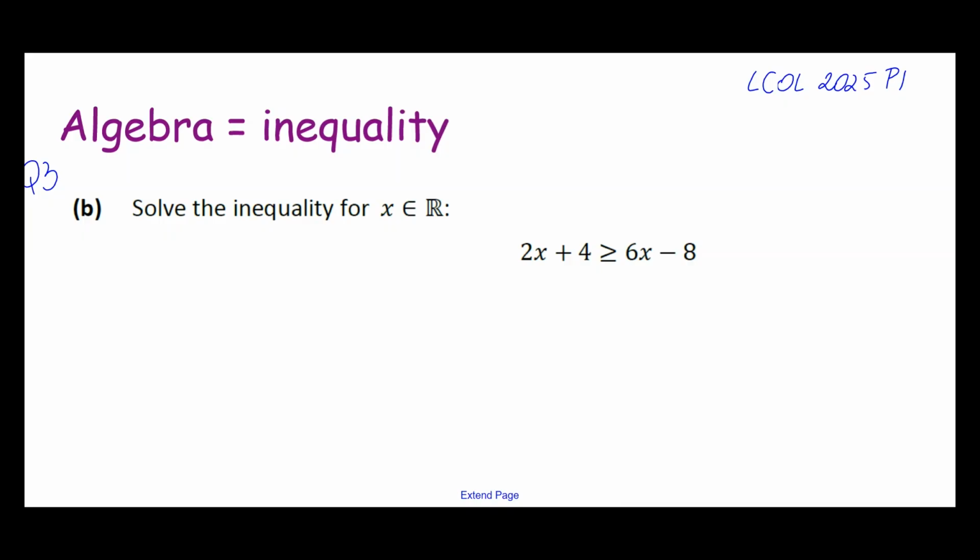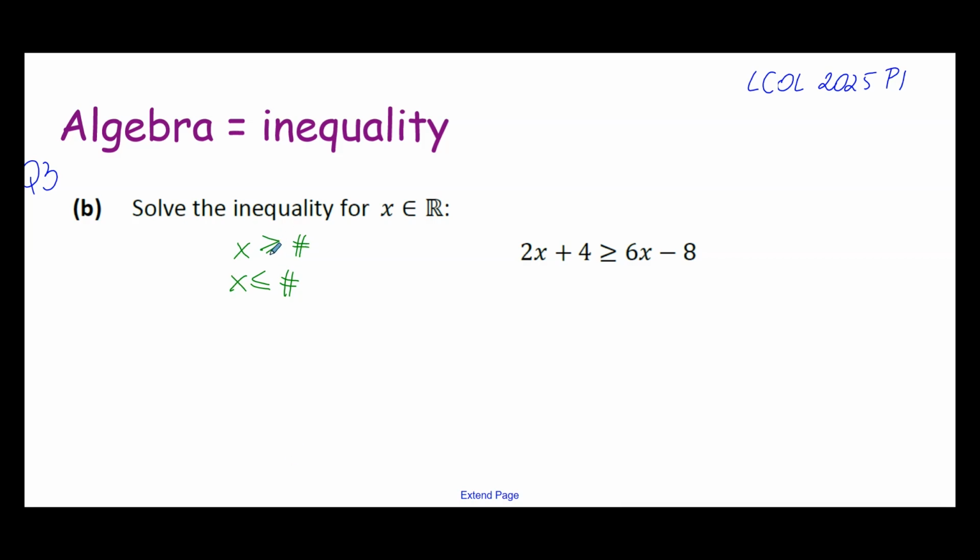Let's have a look at inequality. So here we have solve inequality. Now what they mean is that my answer has to be x greater than or equal to a specific number, or x less than or equal to a specific number. That's where I'm going with my calculation. The difference between that and the equal sign is that I don't have an equal sign.